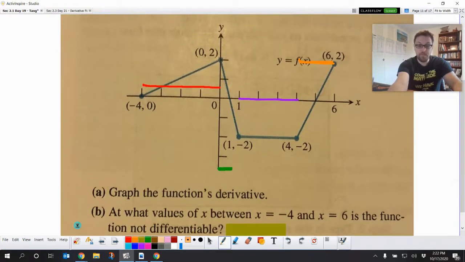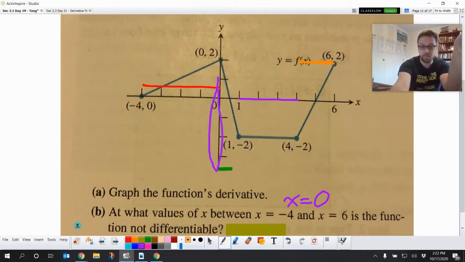All right, now at what values is the function not differentiable? So this has got a bunch of those discontinuities. There's a bunch of places where it is not continuous. So it's breaking up. We've got a spot right here at 0. Oh, we got problems right there. So it's discontinuous at x equals 0. It's discontinuous at x equals 1 because it's jumping from the green chunk to the purple chunk. And it's discontinuous at x equals 4 because that's a jump from the purple chunk to the orange chunk.